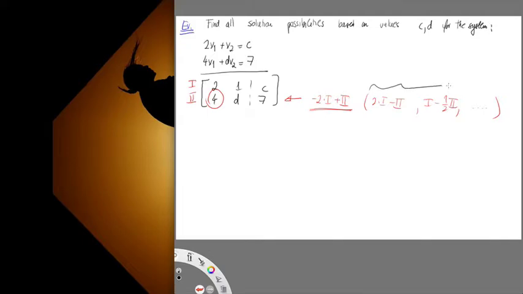So again, many options could work. Let's just stick with this one. First, I have 2, 1, C. And then, if I have minus 2 times 2 plus 4, that's precisely 0. That's by design. Minus 2 times 1 plus D is D minus 2. Minus 2 times C plus 7 is 7 minus 2C.